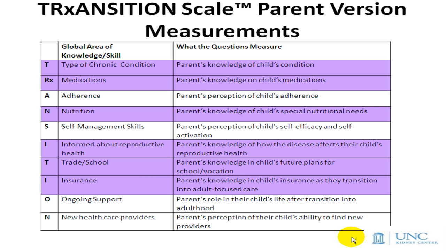So trying to decide, do we ask the parent, do you think your child knows the chronic condition? That's a perception question. I decided against it. I actually wanted to know if the parent knew the child's condition. I wanted to know if the parent really knew the kid's medicines, or if the parent understood the importance of insurance and why it is important to go to school. So we made these questions parent knowledge questions, the ones in purple, whereas the ones in white are, do you think your child is adherent? Do you think your child can manage his disease?